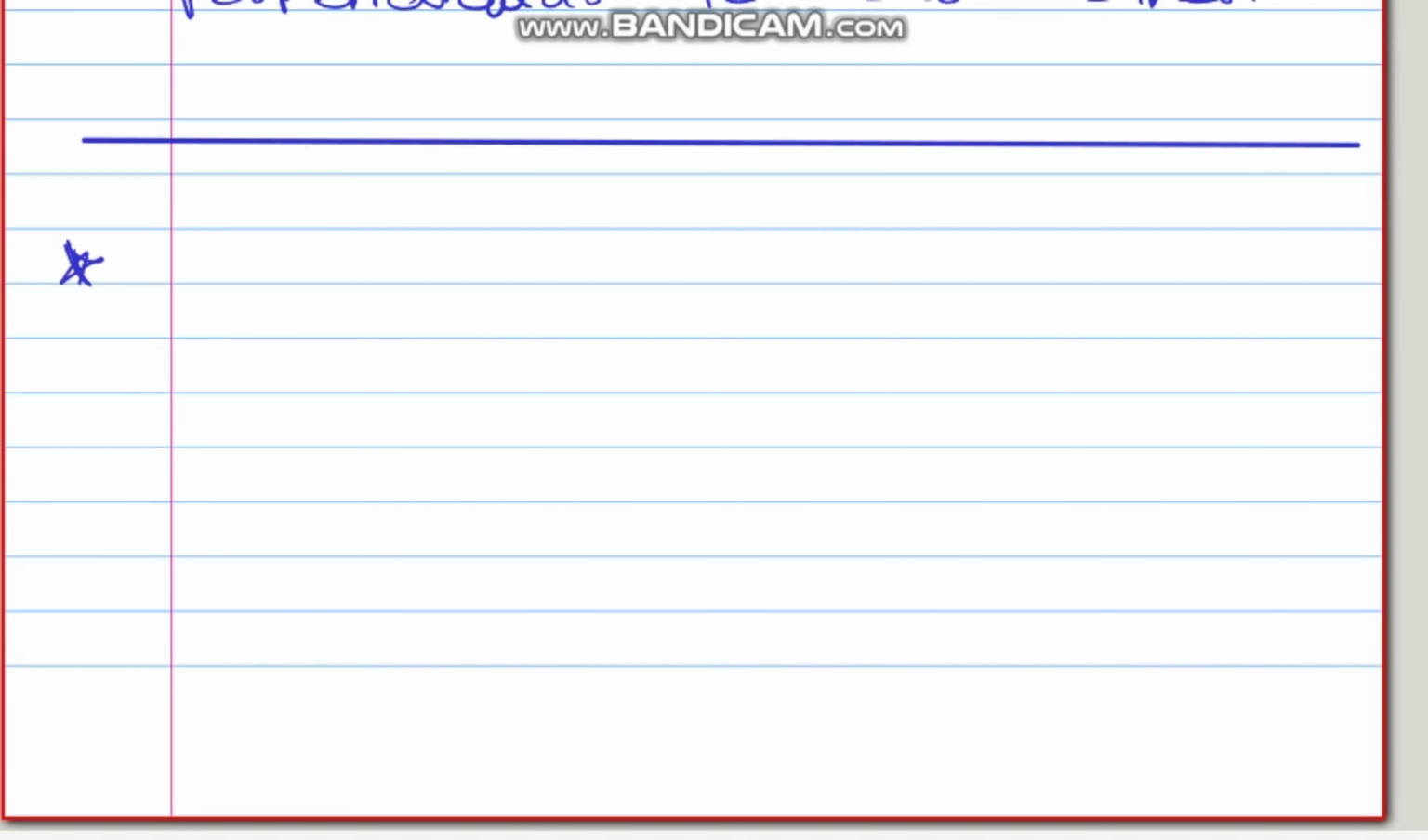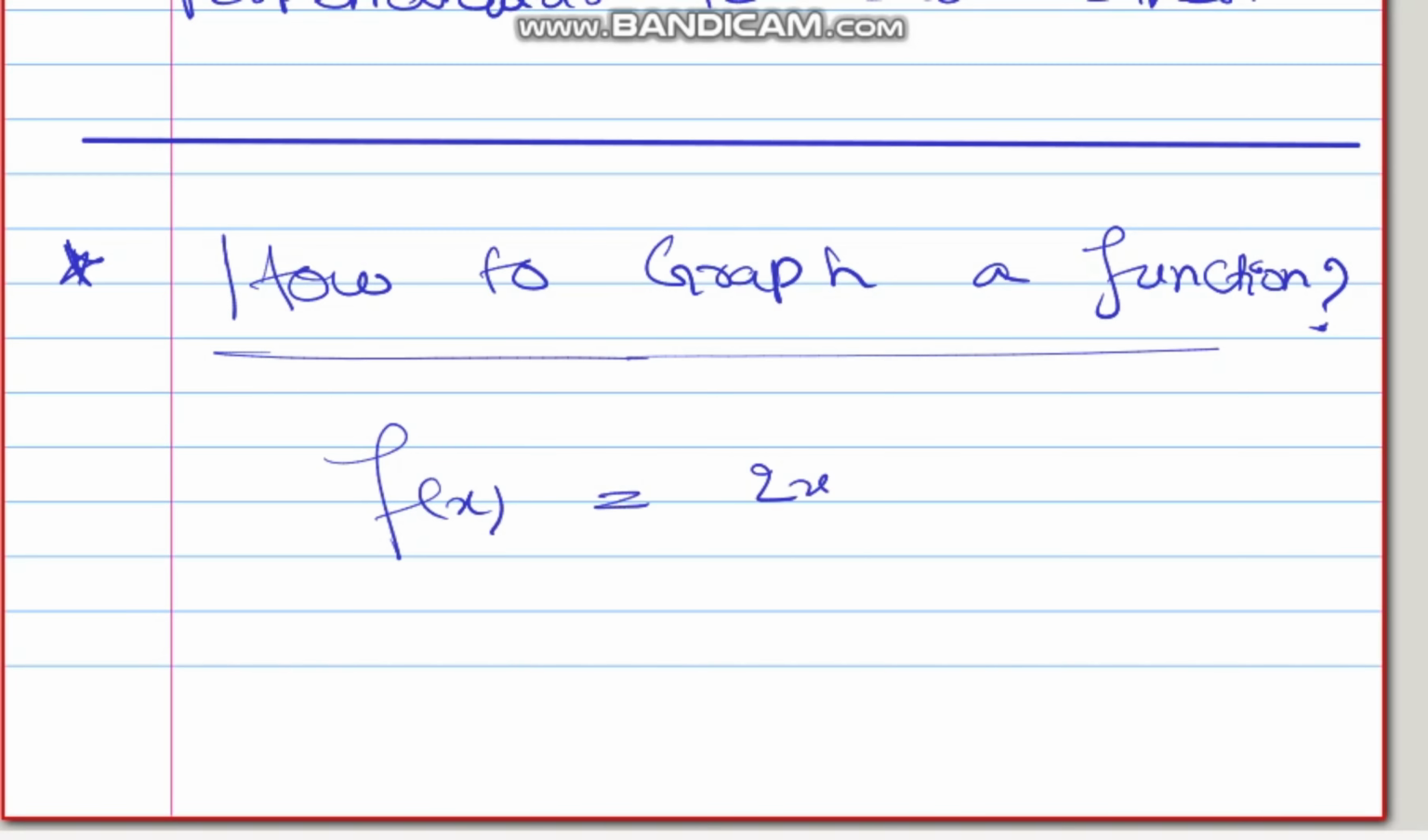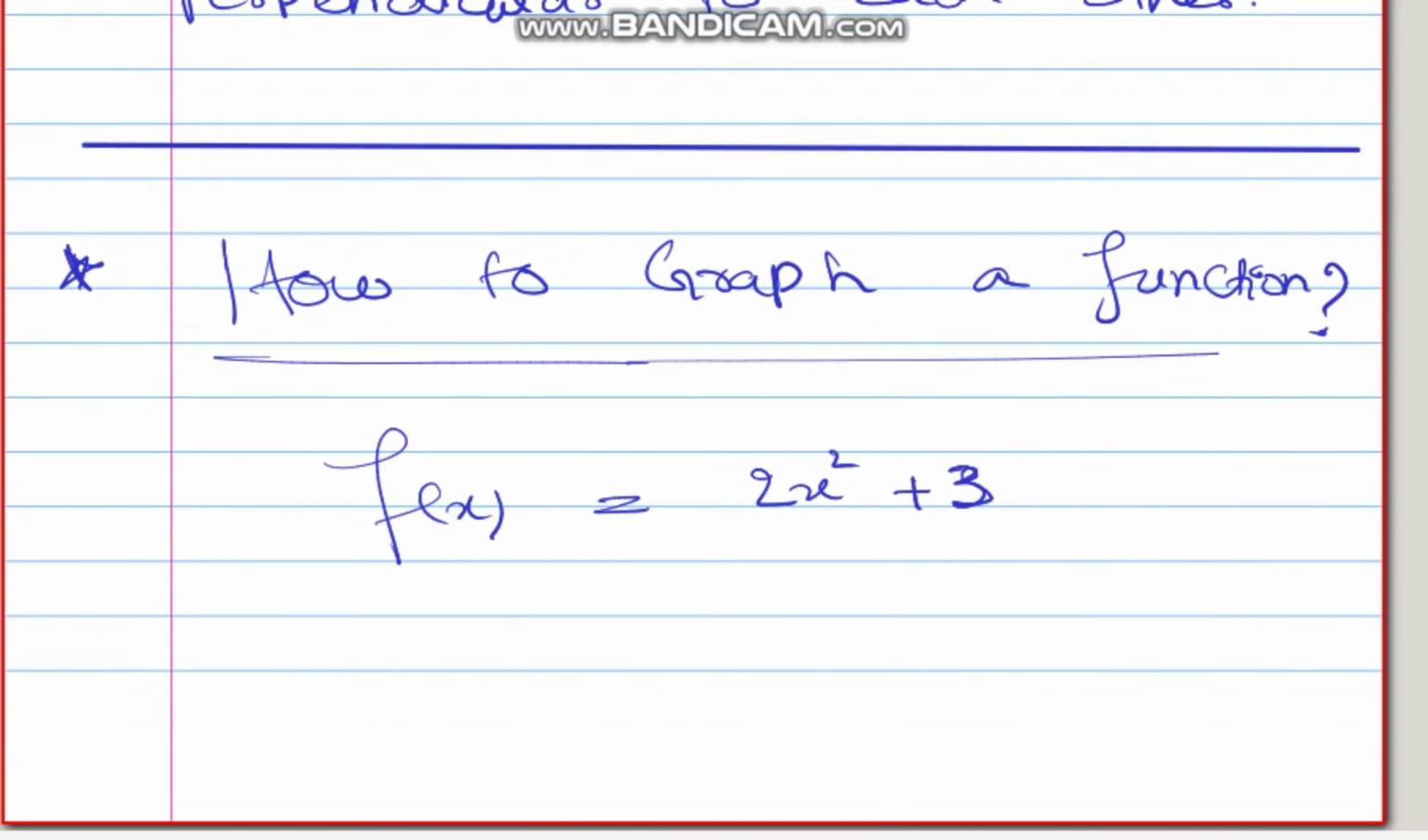I am now graphing. We talked about graphing a function. So basically the question is, how to graph a function? If we are given some function, for example, this is the question, and we have a function like this, 2x square plus 3. So tell me how to graph this function basically. We will go to the previous lecture, what we have studied in our previous lecture. Please remind the previous lecture.